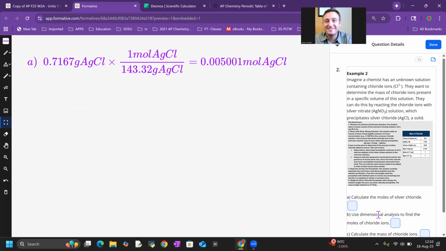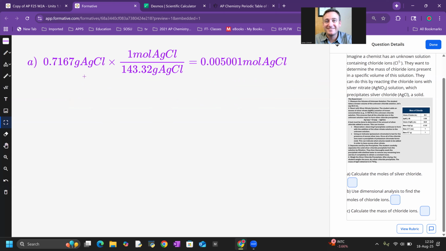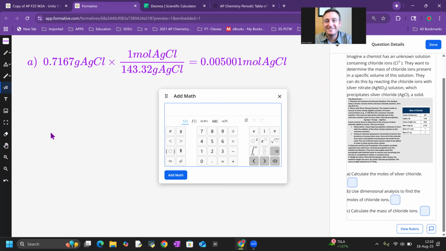Now it says use dimensional analysis to find the moles of chloride ions. All right, so now all we have to do is figure out the moles of chloride ion from this situation. And we're going to have to use dimensional analysis to do that. And this is actually pretty easy, because in silver chloride, in 1 mole of silver chloride, there is 1 mole of chlorine. And so we see that there is no subscripts. So that means there's 1 mole of silver chloride equals 1 mole of chloride ion. So our answer really is going to be easy to calculate, because we're going to just multiply by 1.